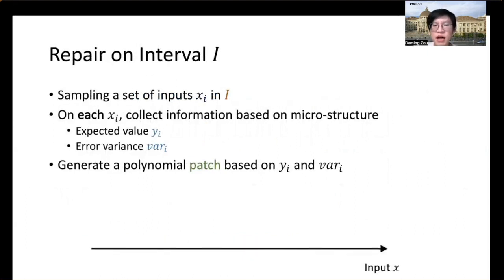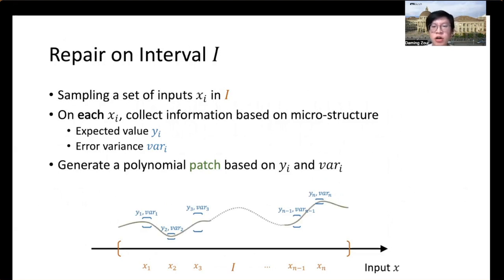Previously, we discussed how to observe microstructures and obtain information on arbitrary inputs. Now we use an animation to show how our approach, SSO, repairs the entire erroneous interval I. First, we sample a set of inputs in I. Next, on each sample input, we collect its microstructure and estimate the expected value y and error variance. And finally, we generate a polynomial based on all y and variance information. Actually, we will also validate the patches based on microstructure, but due to the time constraint, we skip the details here.